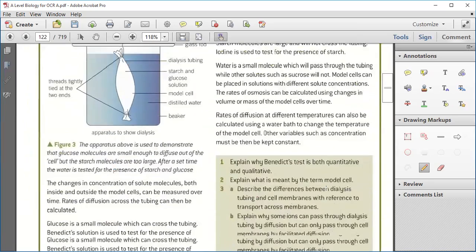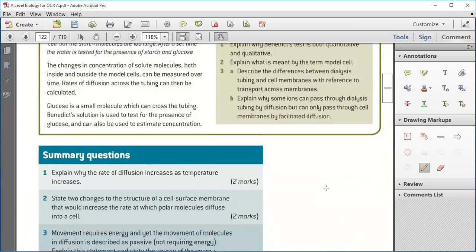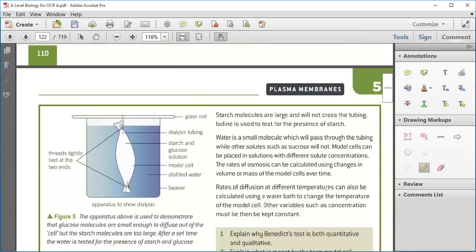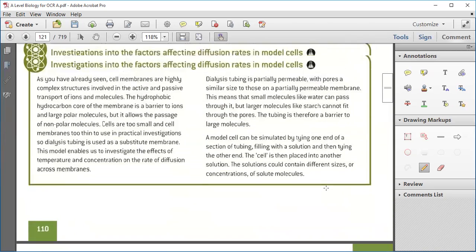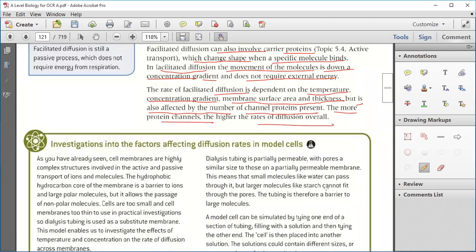No. The chapter is finished. Did you do this in school, the investigation into the factors of the diffusion rate in model cells? No, we haven't done that.